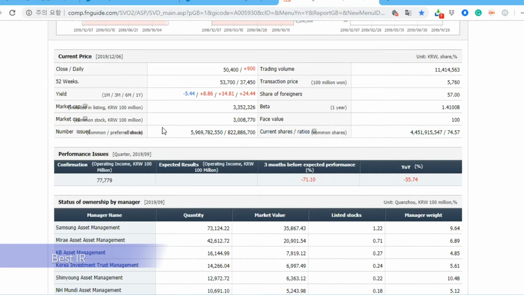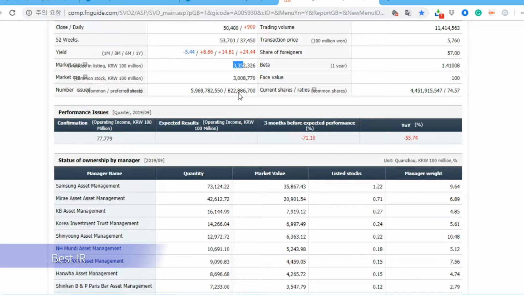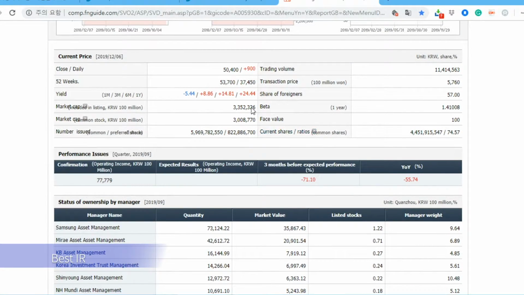And we could utilize this, and obviously this is one of the largest cap companies in Korea. So 100 million based is 335 trillion won, which is about 300 billion US dollars. And then they have preferred stock, but I'm not sure they have that recorded here.